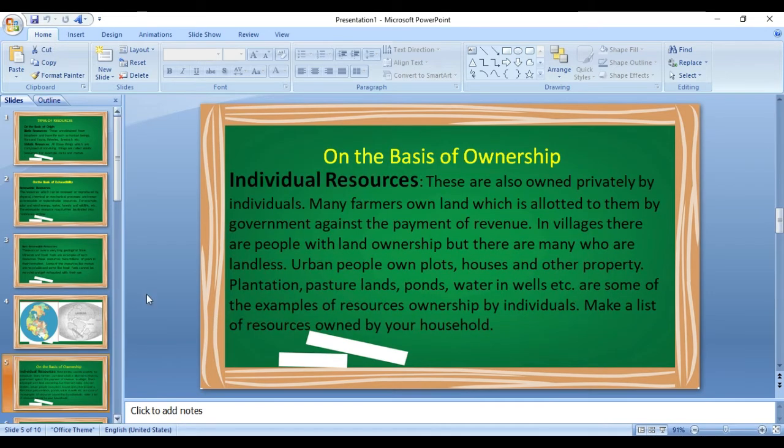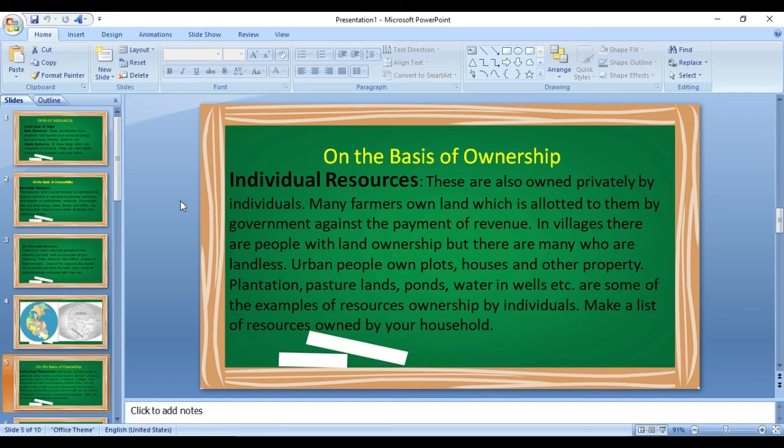So now come to the next classification, that is on the basis of ownership. Individual resources are everything owned by you, your father, your mother, your grandparents, right? That is an individual resource. We all own houses, lands, plots, depending upon where we are living. If we are in urban areas, we are living in flats, or maybe houses or kothis, or we may have small plots and other properties.